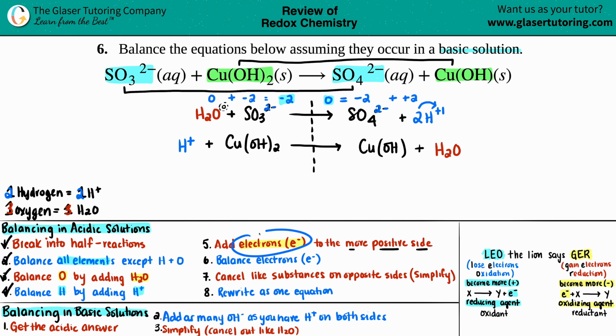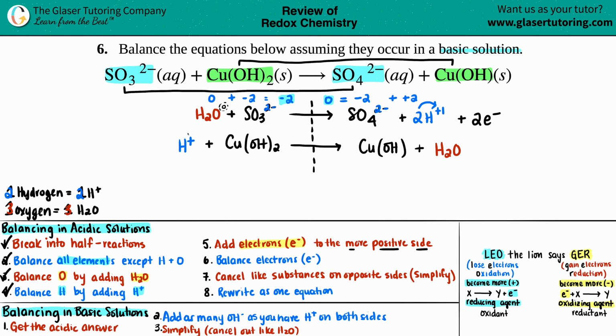You're always going to add electrons to the more positive side. So out of a -2 and a 0, you have to say which one is more positive. 0 is higher in value than a -2. So you're going to add electrons to the right side here. And how many jumps do you need to get from the 0 down to the -2? If you think on a number line, 0 to -2, I need 2 values. Now we're just going to do the same thing for the bottom one.